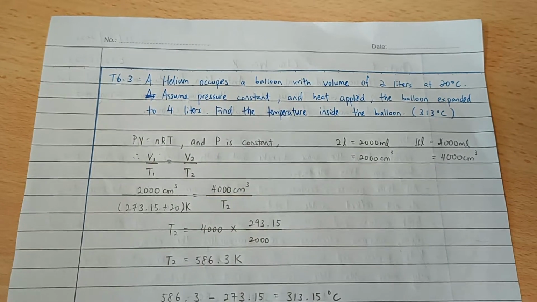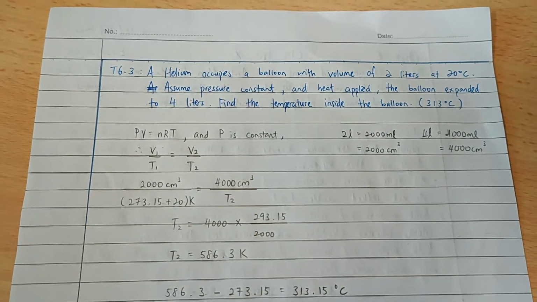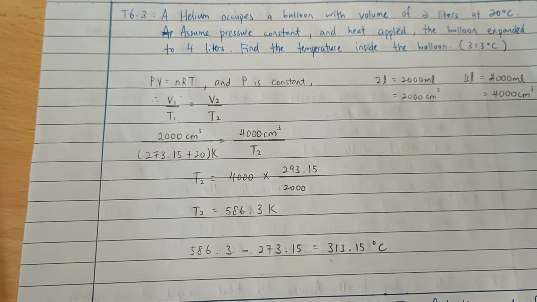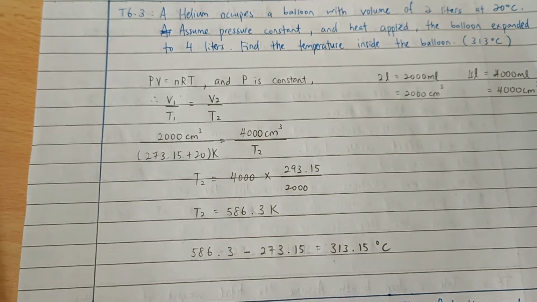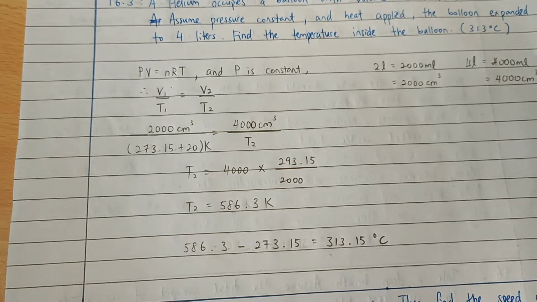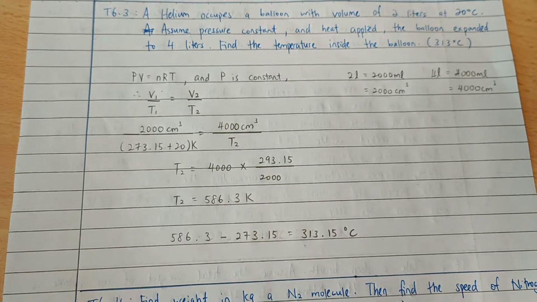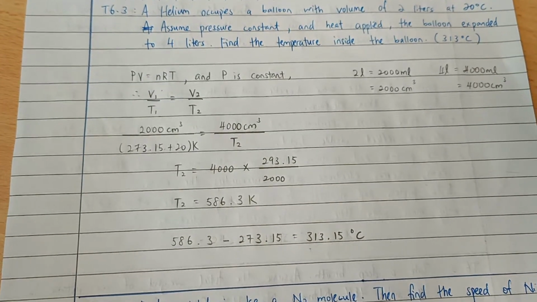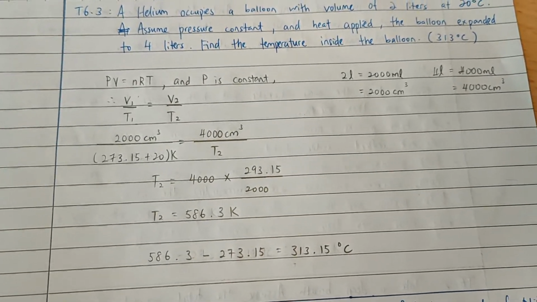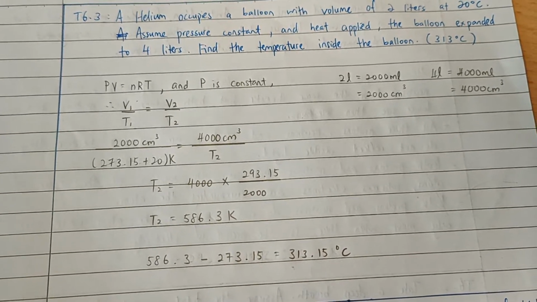a helium occupies a balloon with volume of 2 liters at 20 degrees Celsius. Assume pressure constant and heat applied. The balloon expanded to 4 liters, and find the temperature inside the balloon. So since the pressure is constant, therefore we will apply Charles' law, which is V1 over T1 equals V2 over T2. And for V1, we convert from the 2 liters, and we will get 2000 cm cubed. And for V2, same also, convert from the 4 liters, and we convert it to 4000 cm cubed.